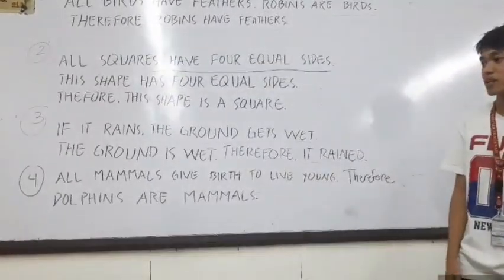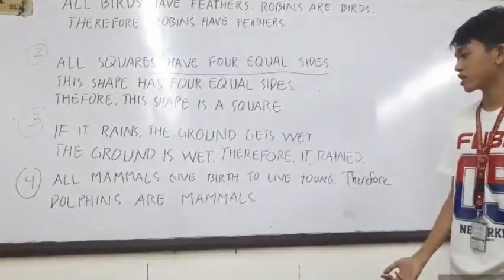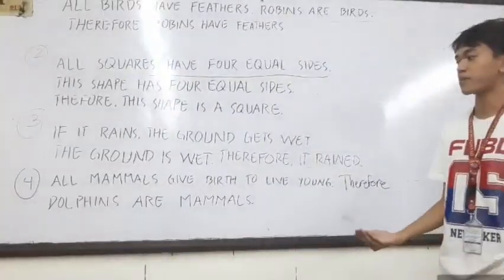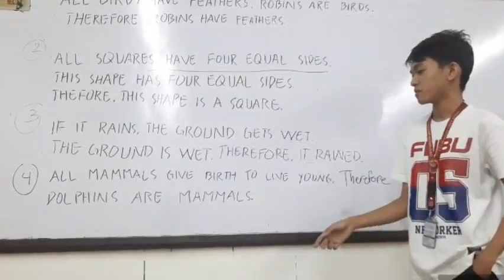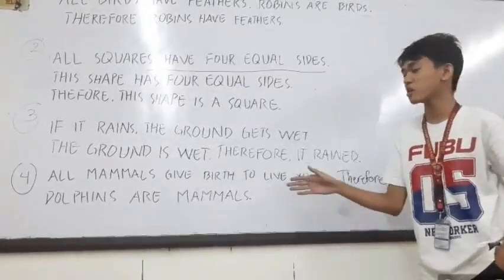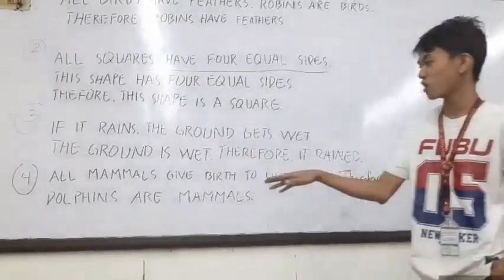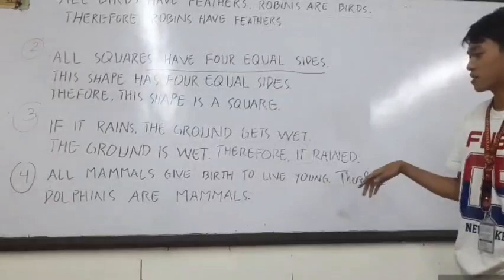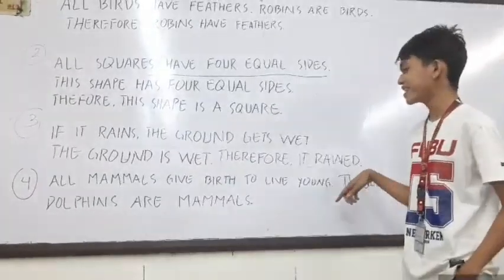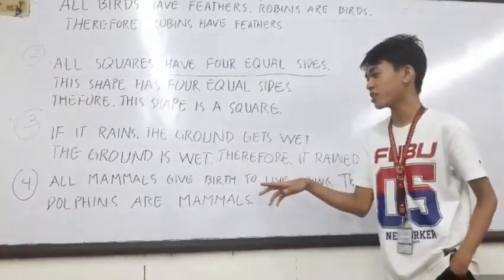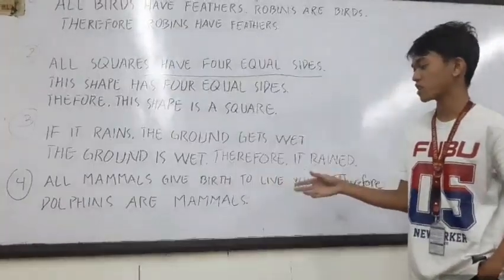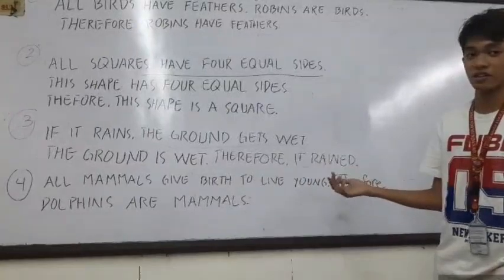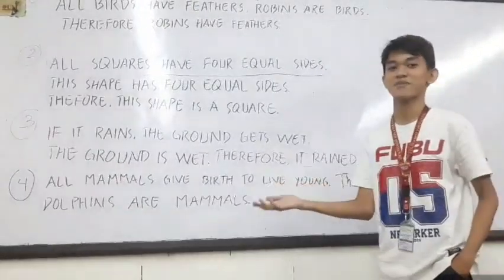So, for example, all mammals give birth to live young. Therefore, dolphins are mammals. It has a general premise, which is all mammals give birth to live young. So it is leading to a conclusion that dolphins are mammals, because dolphins also give birth to live young, because they are also mammals.